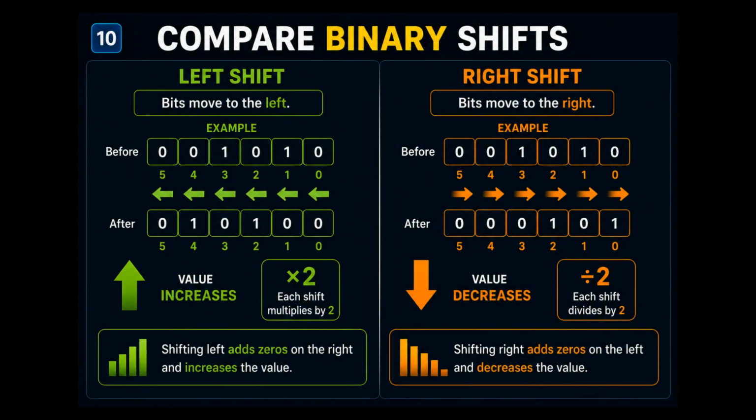Let's compare left shifts and right shifts. A left shift moves every bit to the left. A 0 is added on the right. Each left shift multiplies the value by 2, so the number increases. A right shift moves every bit to the right. A 0 is added on the left. Each right shift divides the value by 2, so the number decreases. A simple way to remember this is left shift means multiply, right shift means divide.